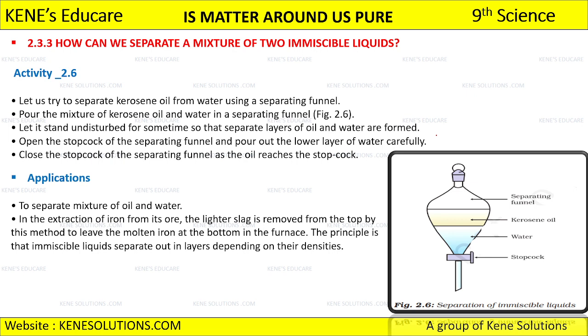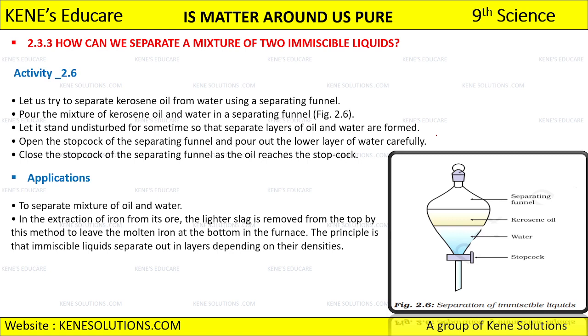Okay, what we will do, we have to let it stand undisturbed. You have to keep the mixture of kerosene oil and water in the separating funnel and keep it aside. You don't have to disturb it, so that the separate layers of oil and water are formed. After that, open the stopcock of the separating funnel and pour out the lower layer of the water carefully.